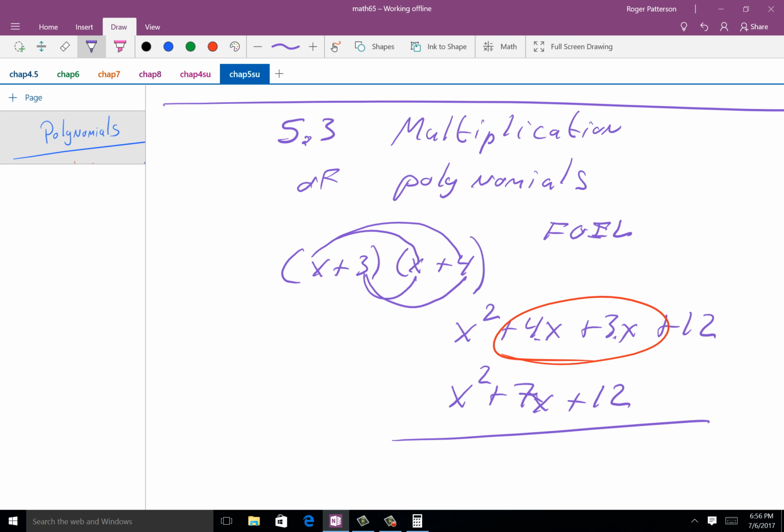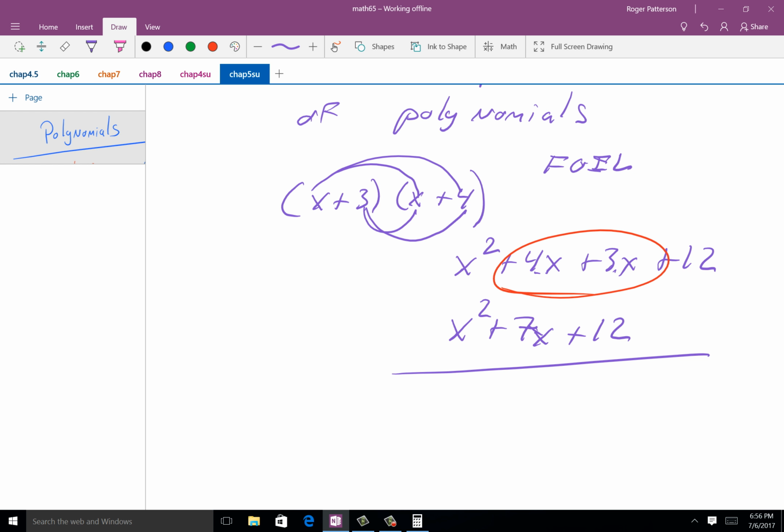So there are even some problems in 5.2 that ask you to FOIL, but they don't introduce it until 5.3. FOILing is something you'll get very, very good at, and it usually doesn't cause too many problems for most people. Okay, so you'll be fine with it.